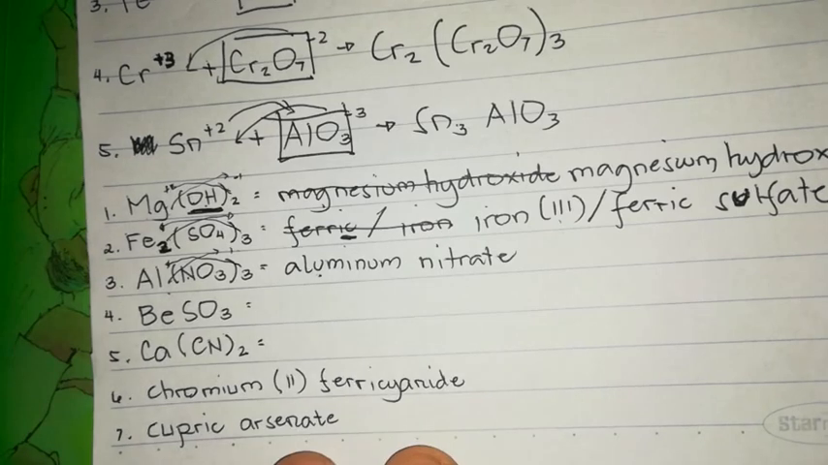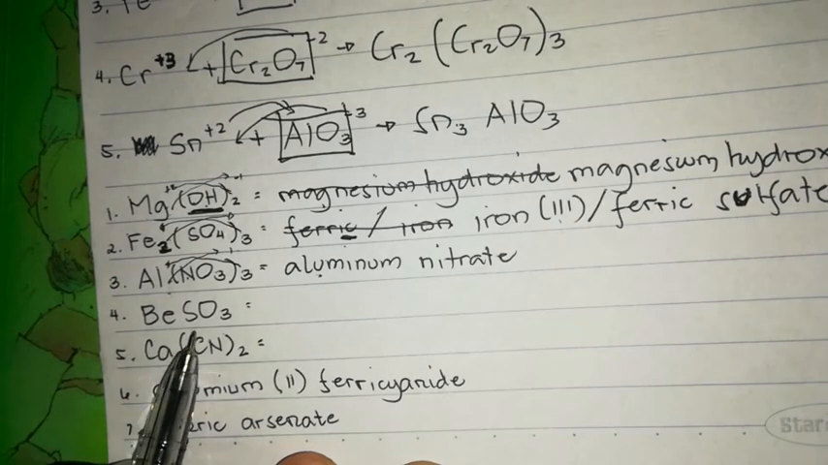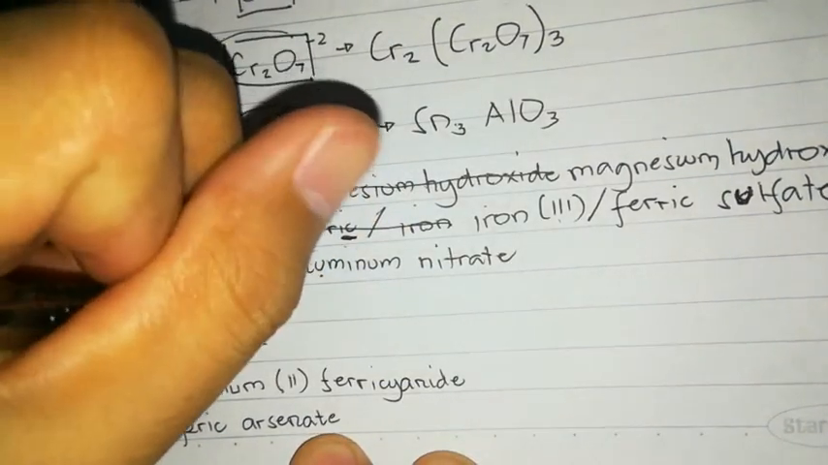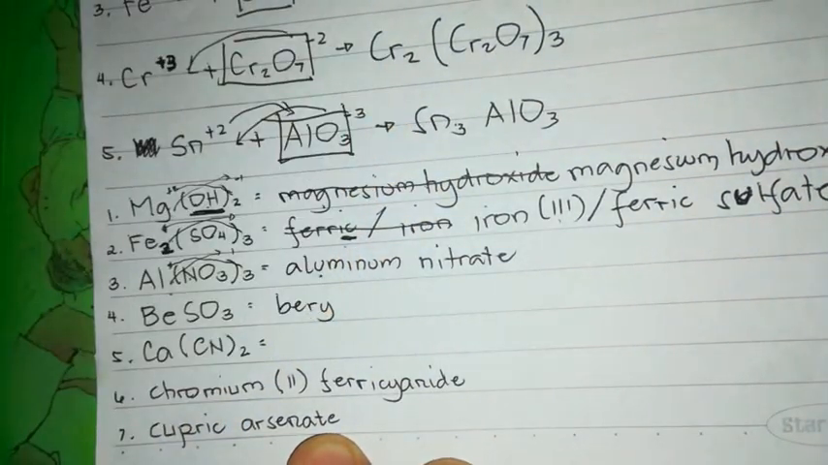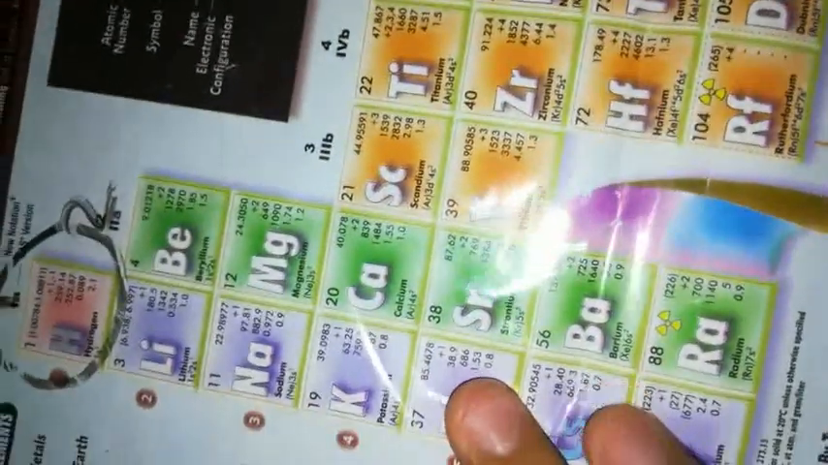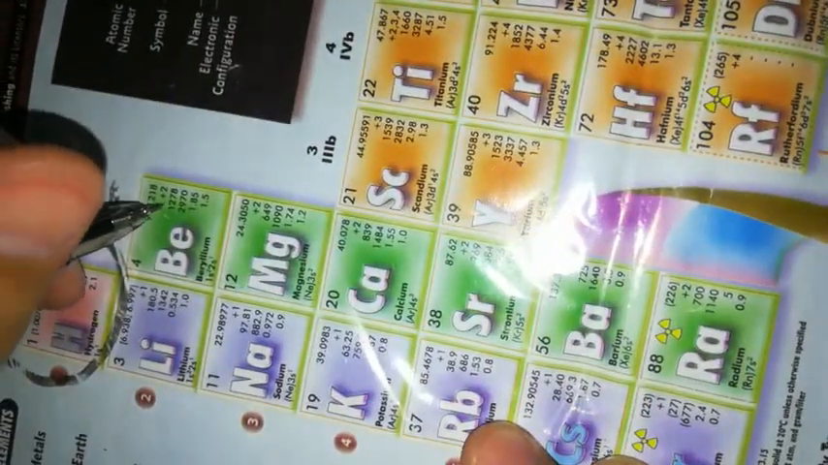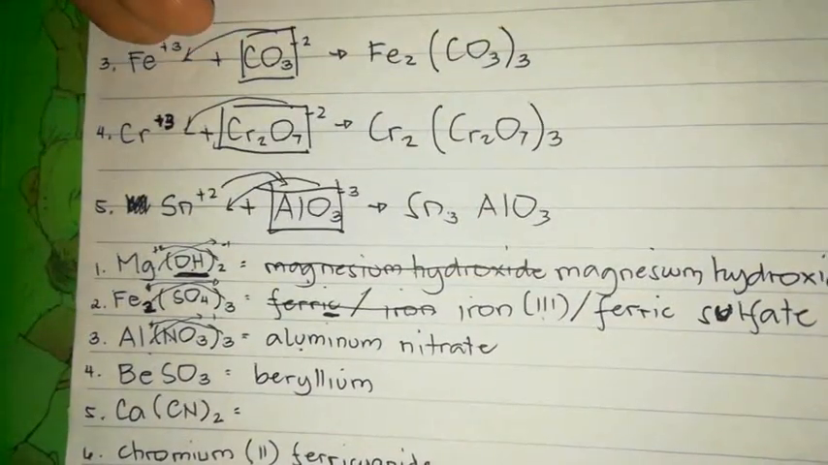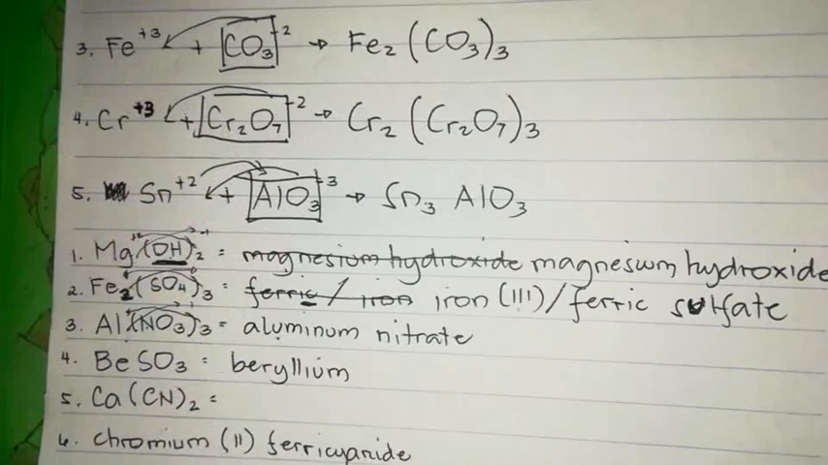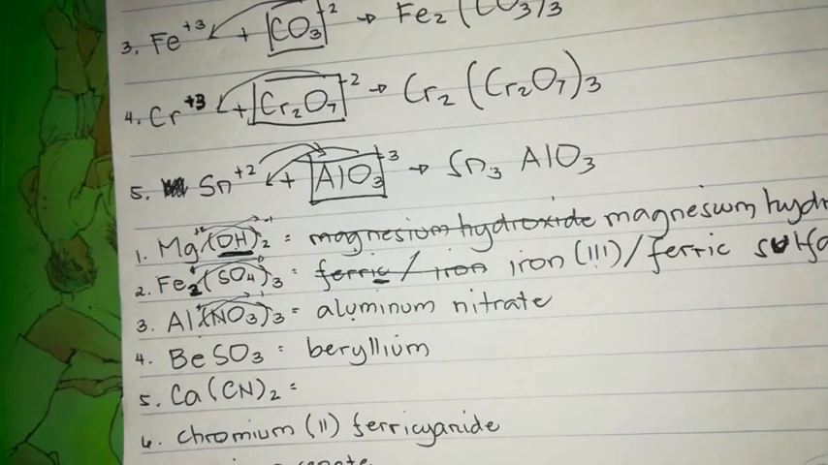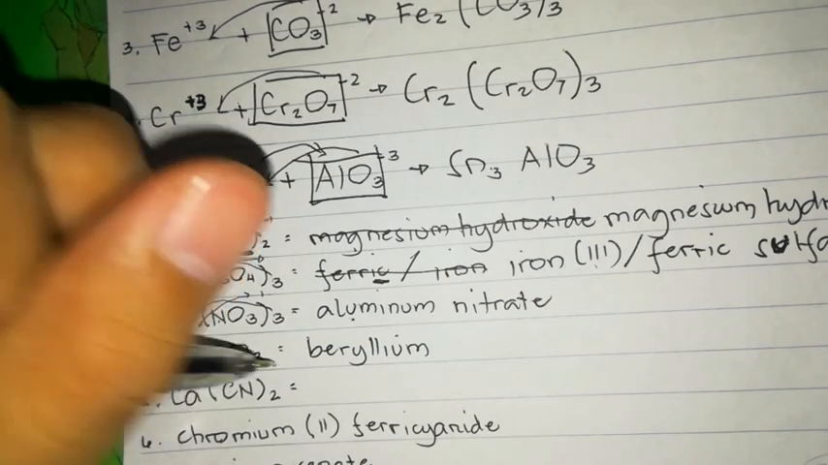Okay, next, number 4. Be, tapos SO3. Tingnan natin si Be, beryllium. Check your periodic table, number 4 siya. Okay, so this is your Be. Positive 2, isa lang. Kaya there's no need for you to write down ous or ic or the Roman numeral. So, beryllium. Next, si Be supposed to be positive 2 ang kanyang charge pero walang nakalagay na 2 dito.